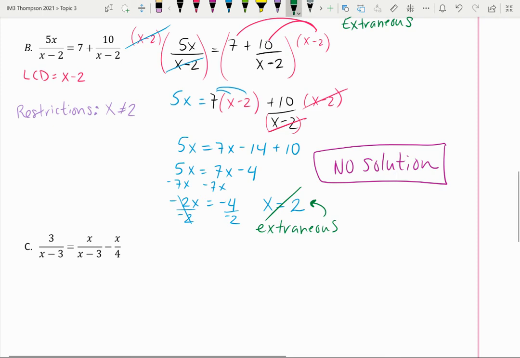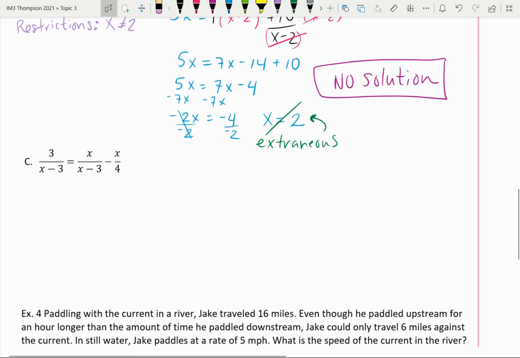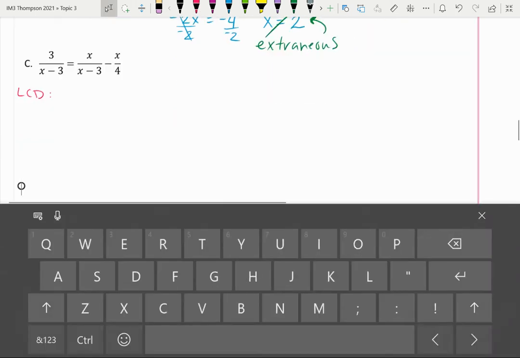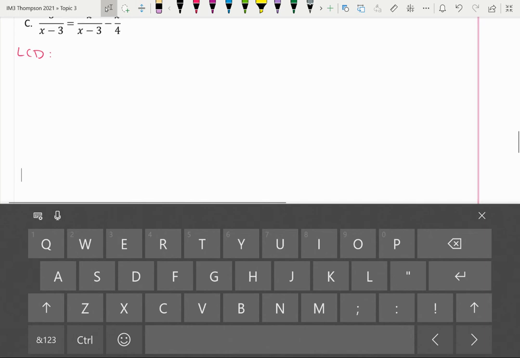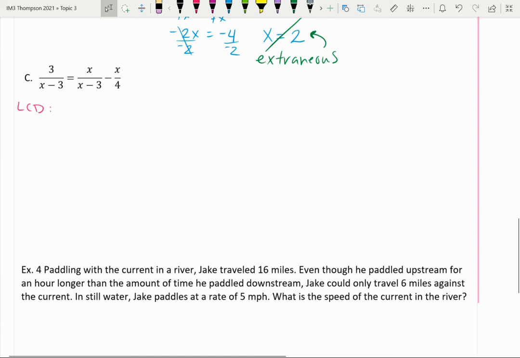All right, problem C is very similar to problem A. One more of these examples before we do a word problem to finish off today. So on C, I'm going to start you off and then ask you to finish it. Here it is. 3 divided by x minus 3 equals x divided by x minus 3 minus x divided by 4.